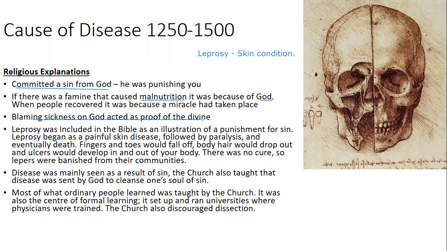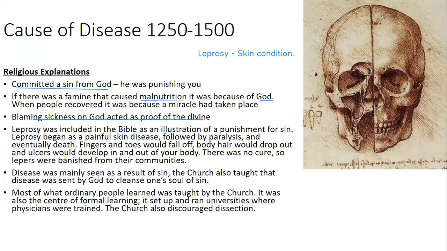As I just previously mentioned, leprosy was included as an illustration of a punishment. It started as a skin disease, followed by paralysis and death. Fingers and toes would fall off, body hair would drop out, and ulcers would develop in and out of your body. So lepers were treated severely harshly in communities because it was represented in the Bible. People were scared of lepers and they had their own leper houses to remove them from society.